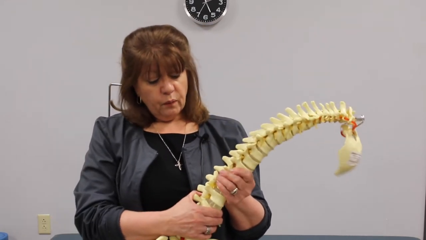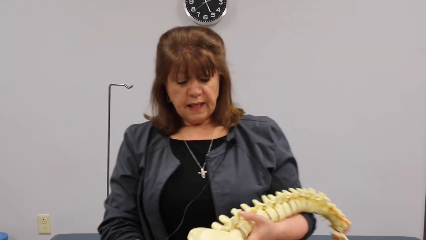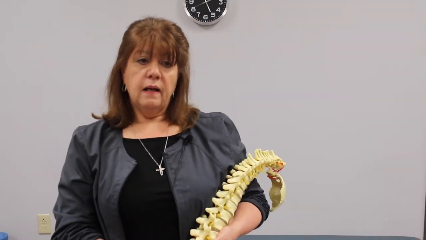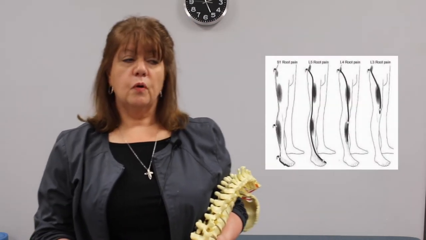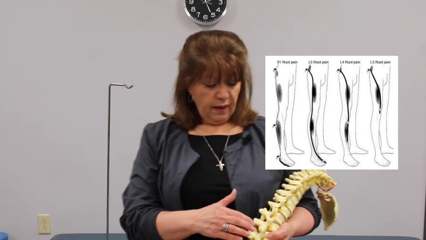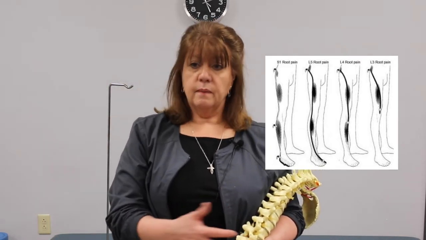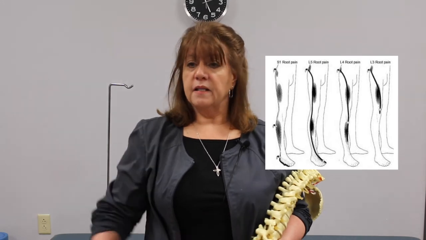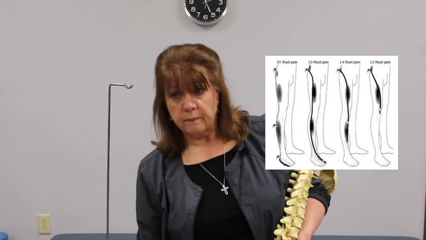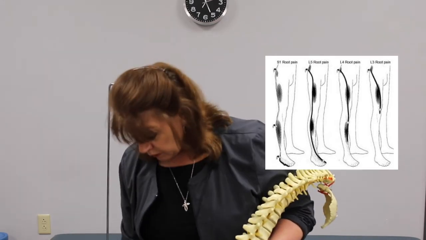The important thing to remember when you're looking at the spine is that each level of the spine correlates with a different area of your leg. So when you're having pain, say, or a problem, whether it be a herniated disc, whether it be muscle spasm, whether it be a thoracolumbar syndrome, if you're having a problem in the upper lumbar area, then usually your pain is going to be between your hip and your knee. When you're having a problem in your lower lumbar area, that pain's going to be between your knee and your foot.